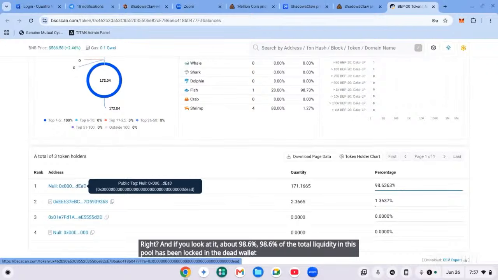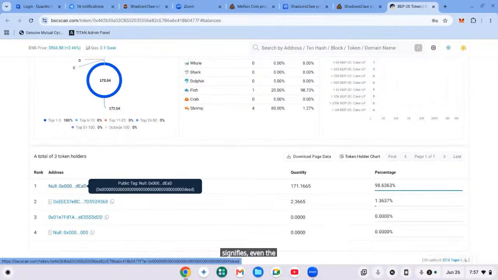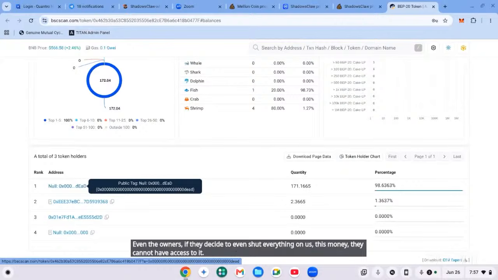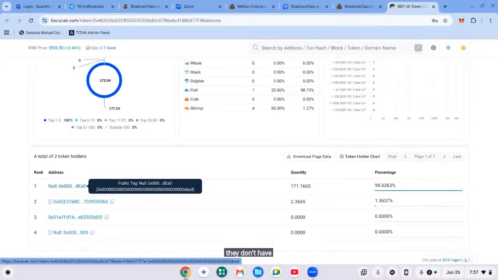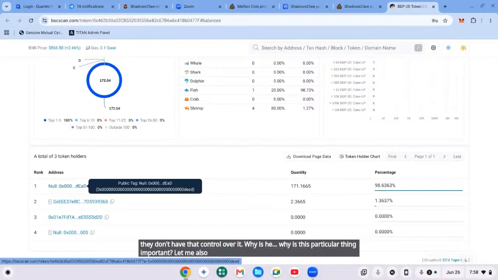Now, what does that signify? Even the owners, if they decide to shut everything on us, this money, they cannot have access to it. They don't have that control over it. Why is this particular thing important? Let me also use the opportunity to show you something.